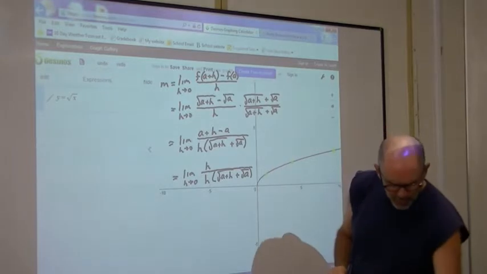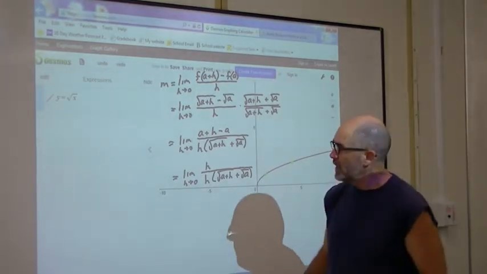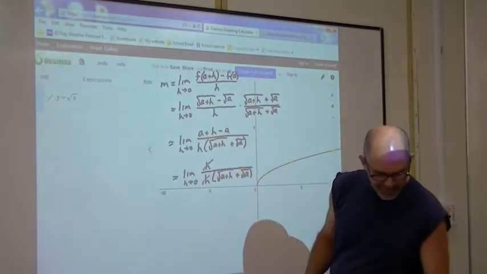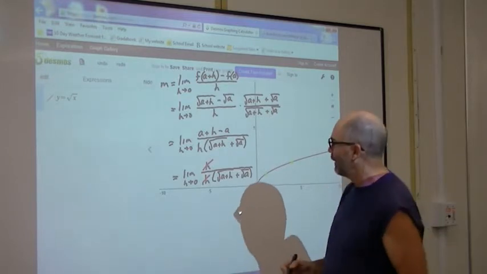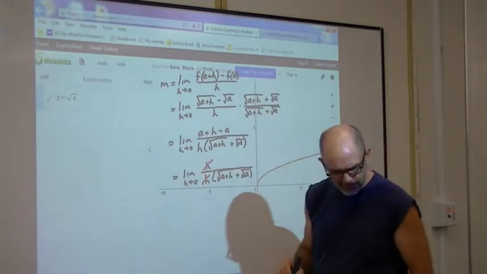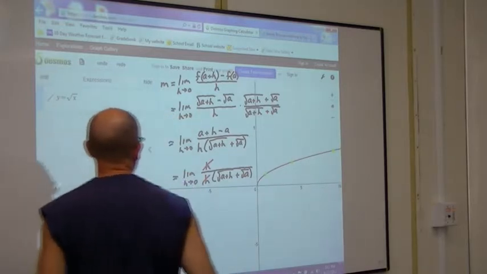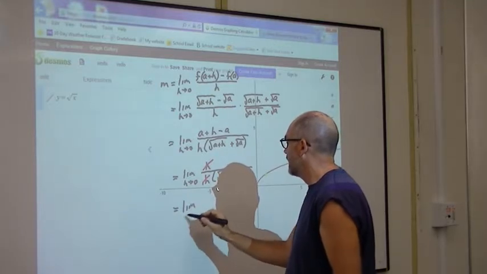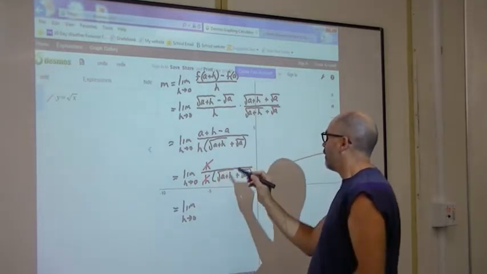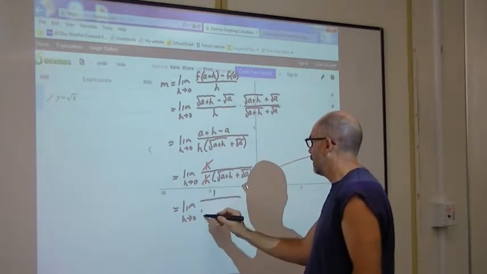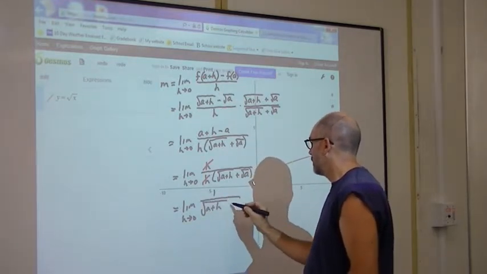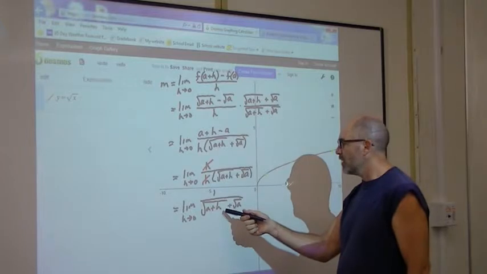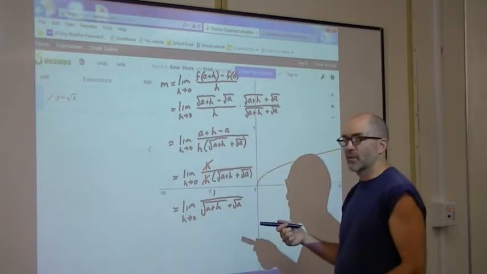All right, so what should we do now? Well, I would say we should get the h out of here. Okay, so that's what we did. We cancel our h's, and now we have the slope equals the limit as h approaches 0 of 1 over square root of a plus h plus square root of a. Now, if we let h approach 0 here, we've got square root of a plus square root of a is 2 square root of a.